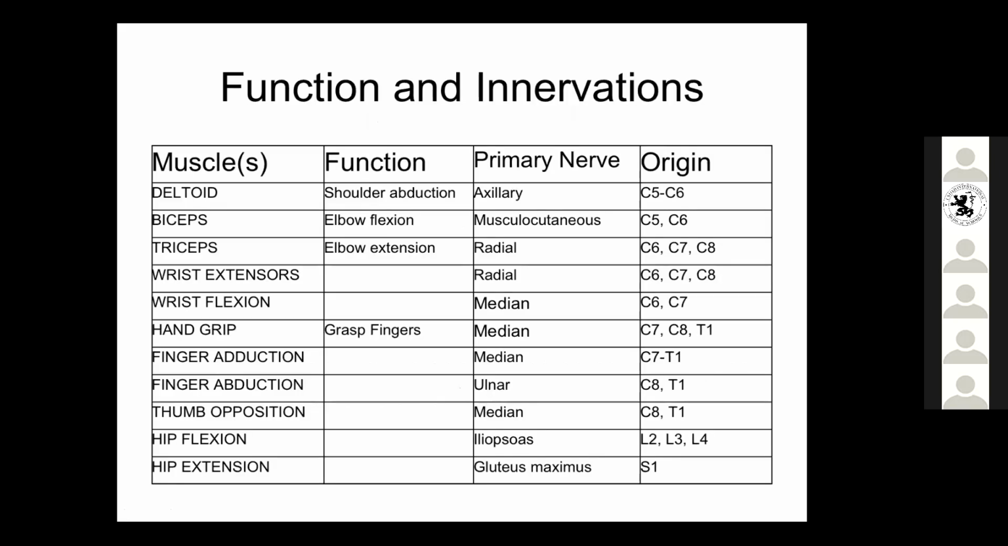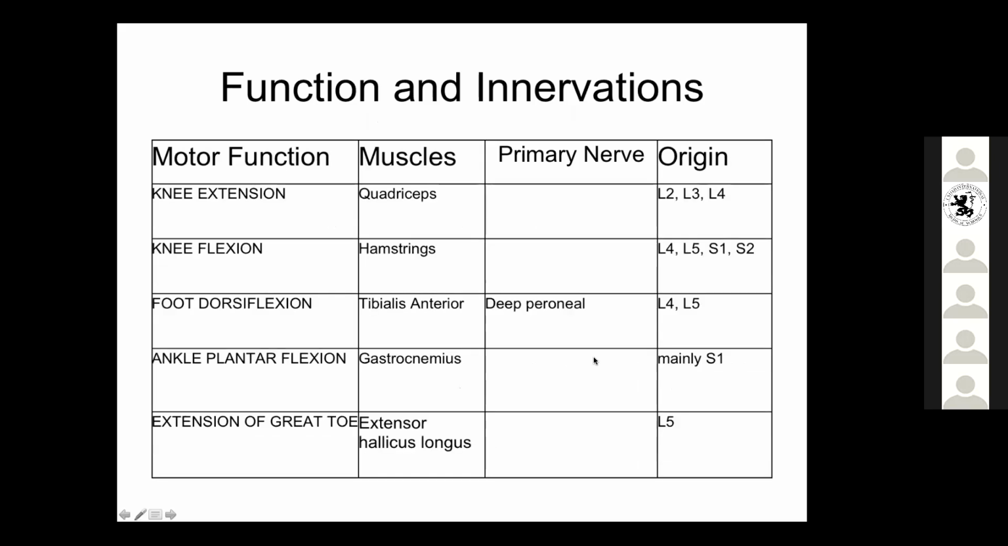Here you can find all the muscles and their innervations. So this can help you know what kind of nerves or segments would be affected in case of every muscle. So here is also the spinal cord segment and its motor function.